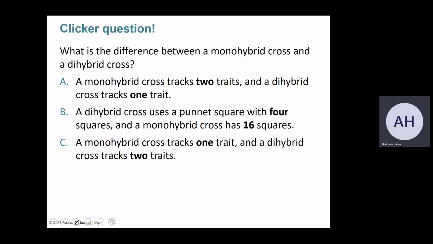Here's a clicker question. Pause the video and answer the question. And the answer is C.